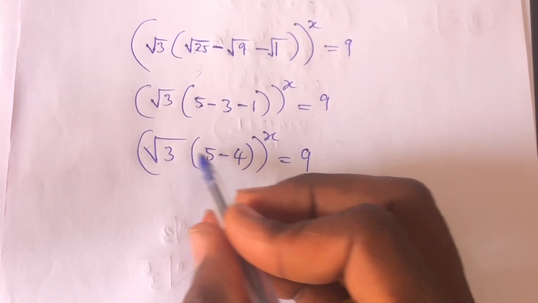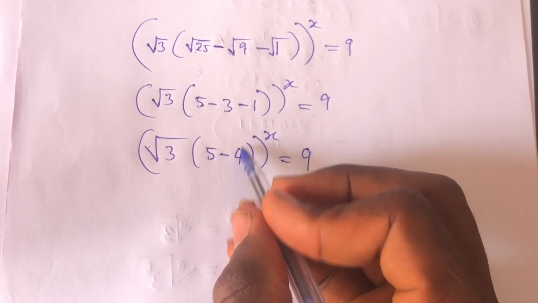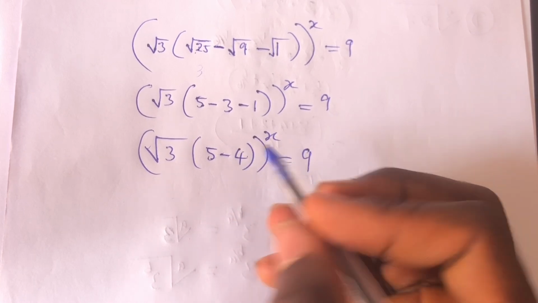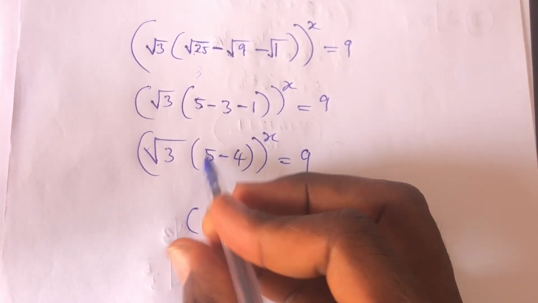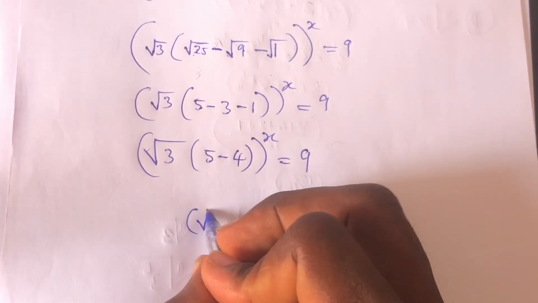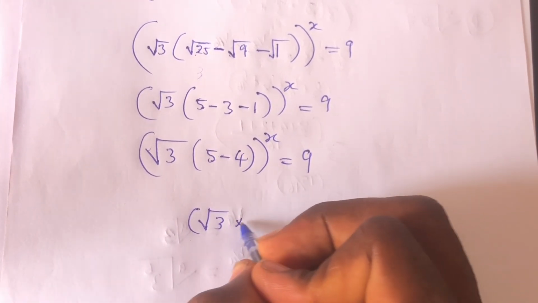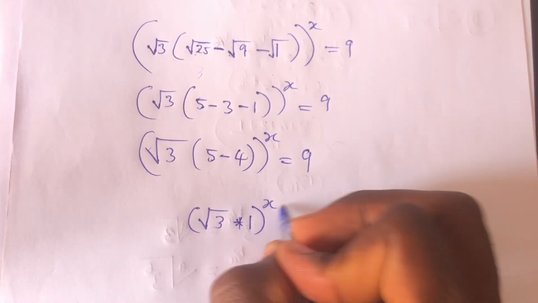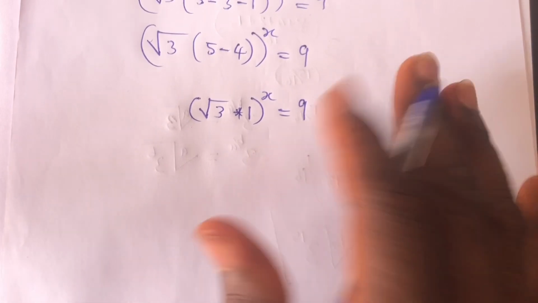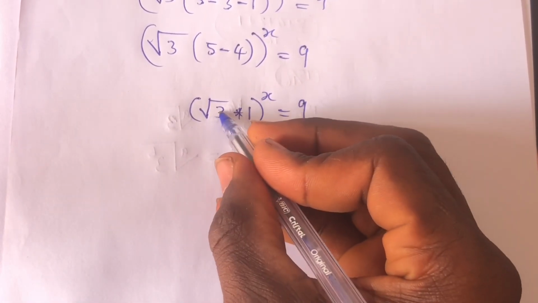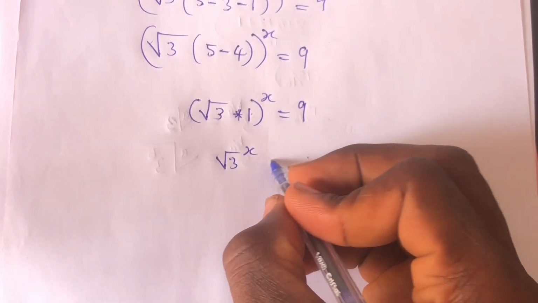And the same thing applies. 5 minus 4 is 1. So what we have here will be square root of 3 times 1 raised to the power x is equal to 9. So square root of 3 times 1 is square root of 3, raised to the power x is equal to 9.